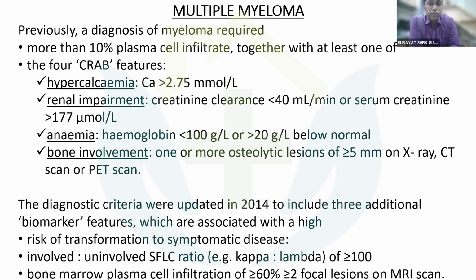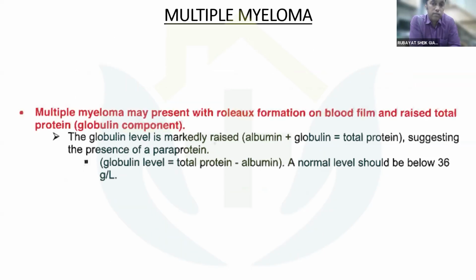Okay, if you need to know the levels, the calcium level is usually more than 2.75. The serum creatinine will be more than 177. There will be anemia. There will be one or more osteolytic lesions. These clues are usually given and help you to diagnose multiple myeloma. Sometimes they give you a globulin level or a total protein level also in your scenario. So when you see that the globulin level is very high or the serum total protein is very high, you suspect that this is a case of paraproteinemia. And of course, there will be marked rouleaux formation and a very high ESR. It's one of the conditions where the ESR goes more than 100.